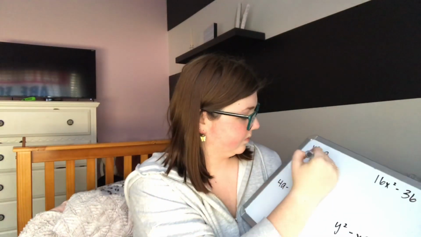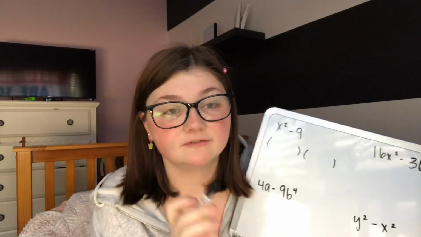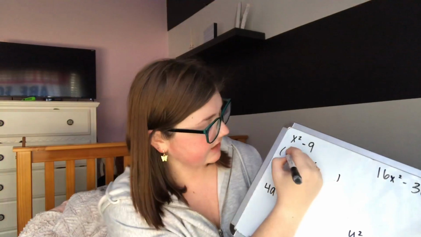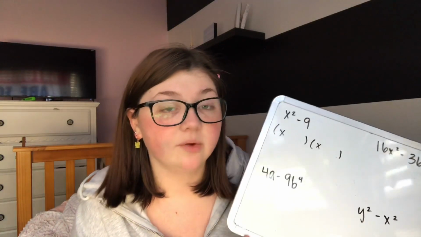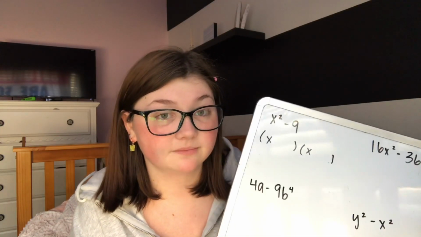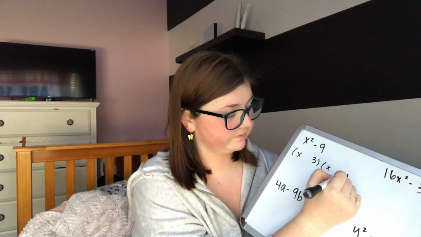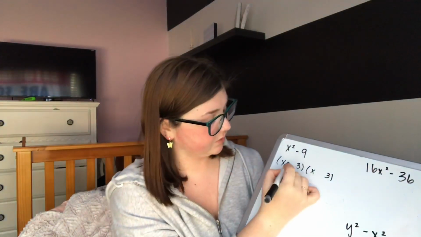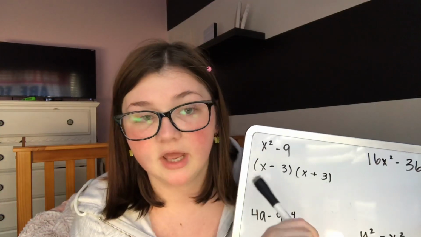So, x times x gives you x squared. So what you're going to put is x and x. And then you have 9. What number is the square root of 9? 3. So then you're going to put 3 and 3. It's basically the reverse form of foiling, if you guys know what that is. And then you're going to do one positive and one negative so that it always gives you the right answer. And when you put it back into its FOIL, you should get the same answer.